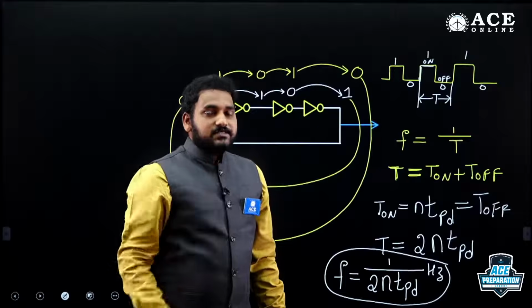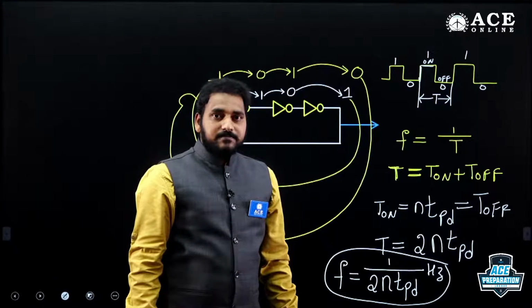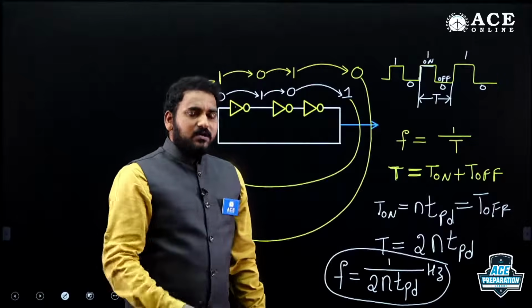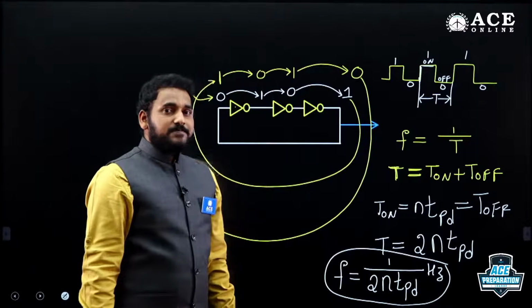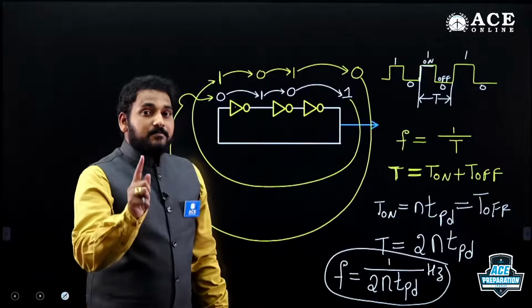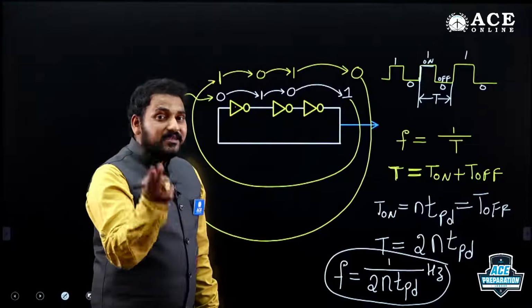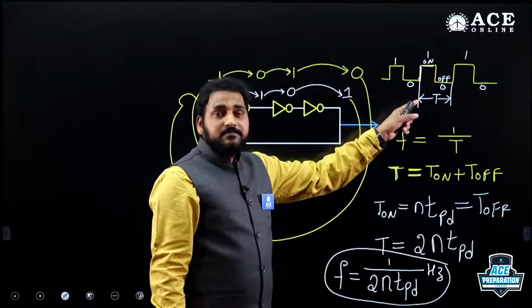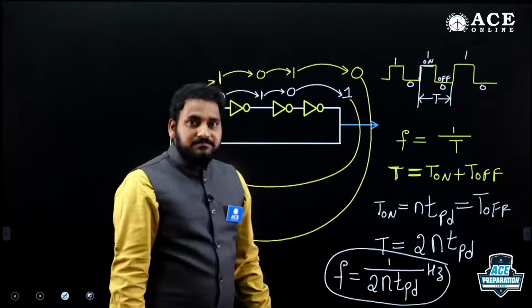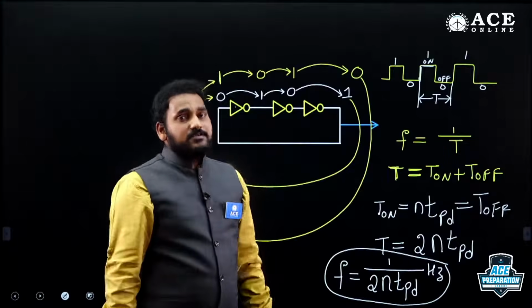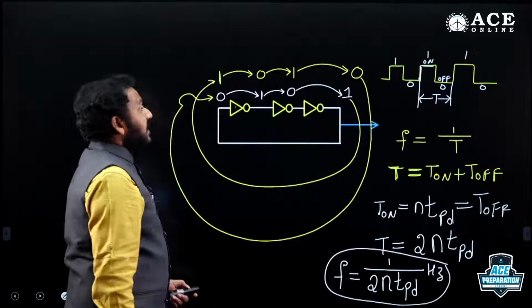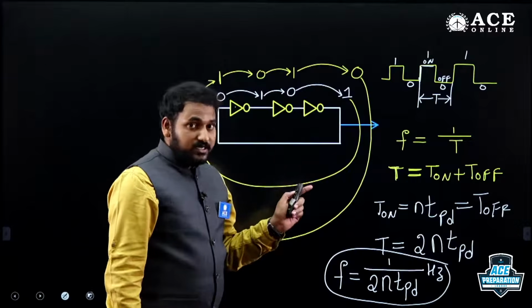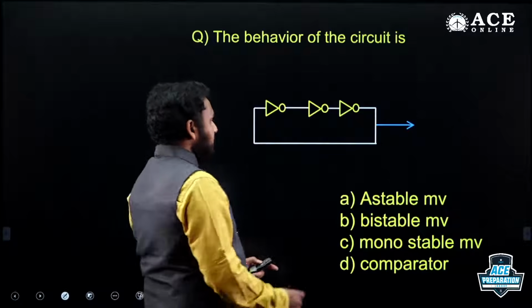Which one is the stable state? Can you guess? Is logic 0 stable or is logic 1 stable? Neither, neither 1 nor 0, because the output keeps on changing. No stable state. Given is an astable multivibrator. It is also called, not only a square wave generator, but also an astable multivibrator.